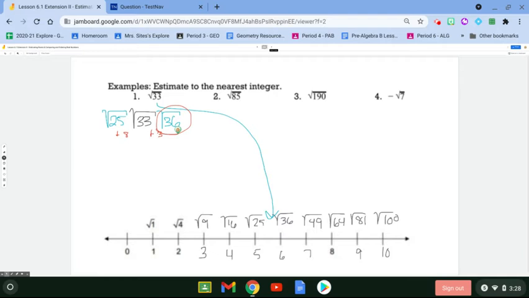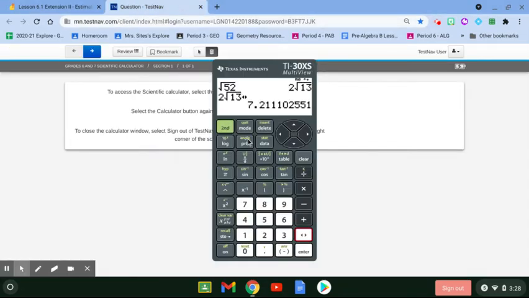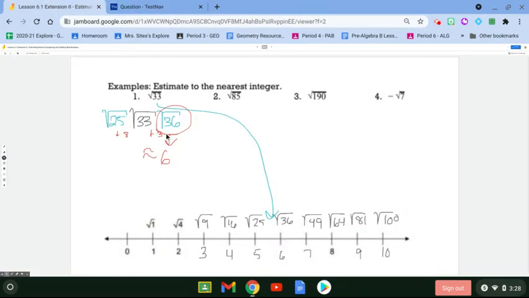So whenever I'm approximating the square root of 33, it's going to be approximately equal to whatever the square root of 36 is, and that answer is going to be approximately equal to 6. Okay, and again, you can check your answer to see if you're right. So square root of 33, hit the double arrow button, it's about 5.7, and if we would round up, the nearest integer would be about 6. All right, let's try out the next.